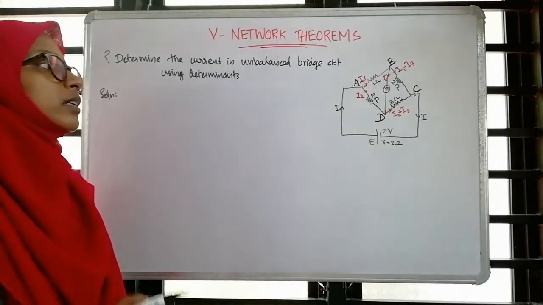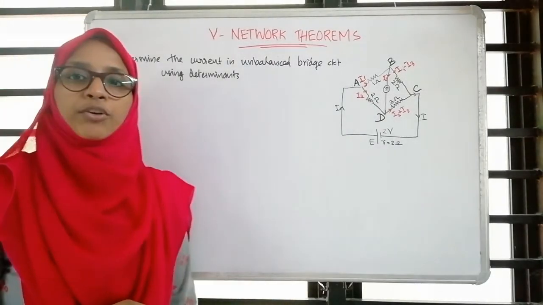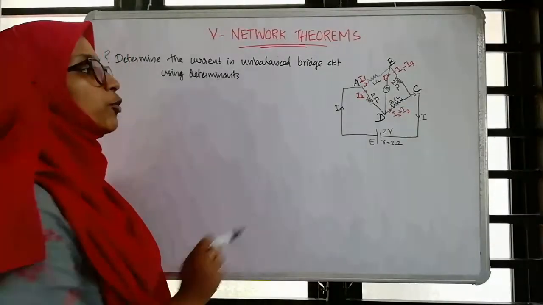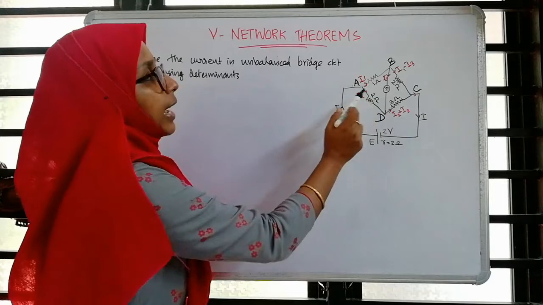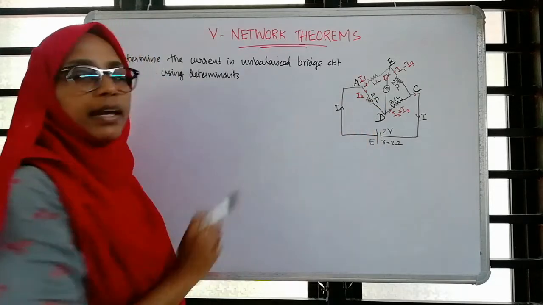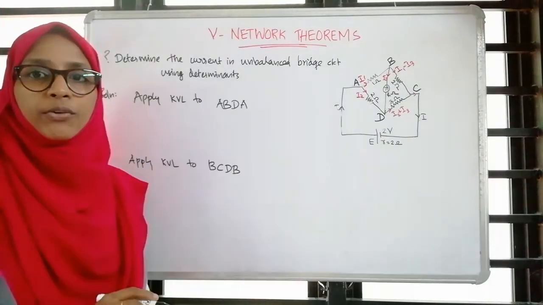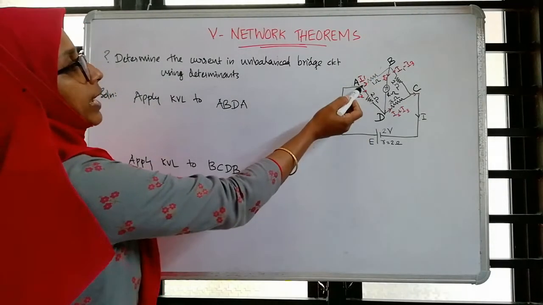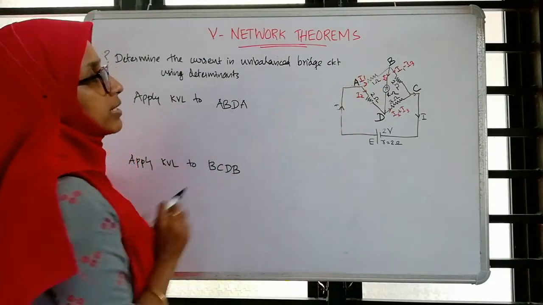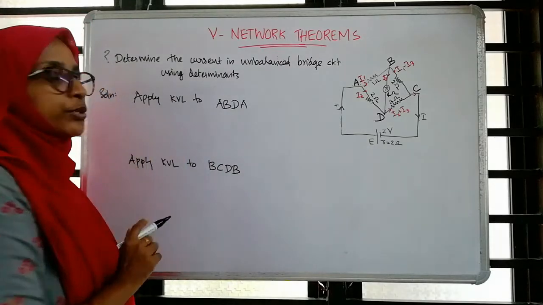Now we can solve this problem using Kirchhoff's law, applying it to different loops such as ABDA, BCDB, and ABCEA. We can consider the loop ABDA first. Apply Kirchhoff's voltage law to ABDA.